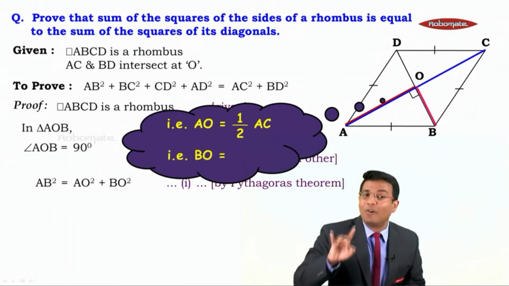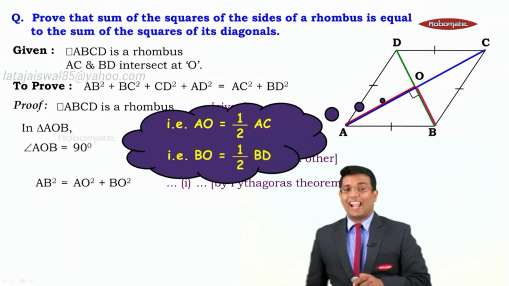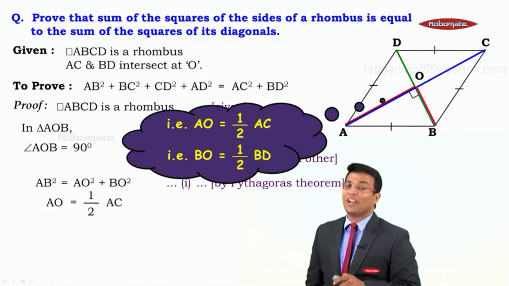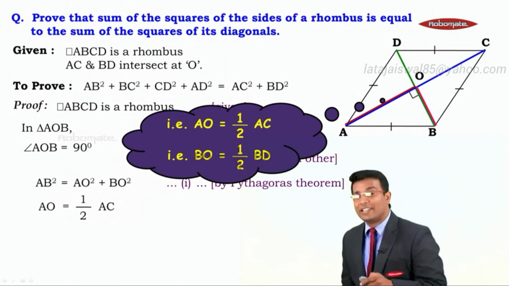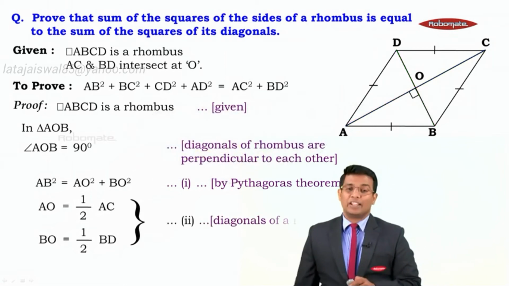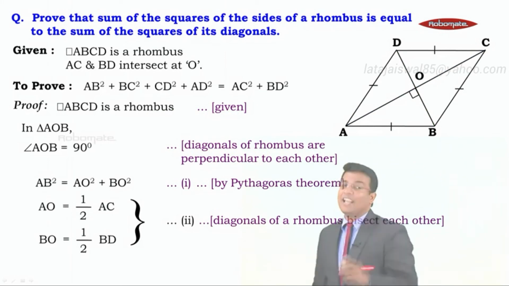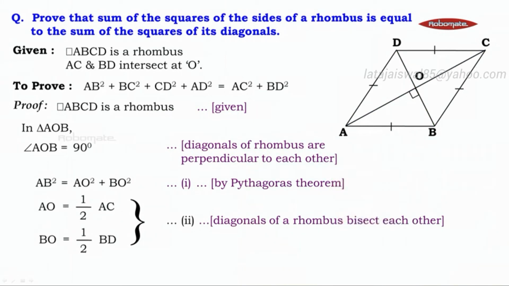And in the same way, what can we say about the length of BO? It is half the length of BD. And these are the two things which we know. And that is what we write: AO is half of AC and BO is half of BD. The reason for both would be nothing but because diagonals of a rhombus bisect each other. And that will be your statement number 2.